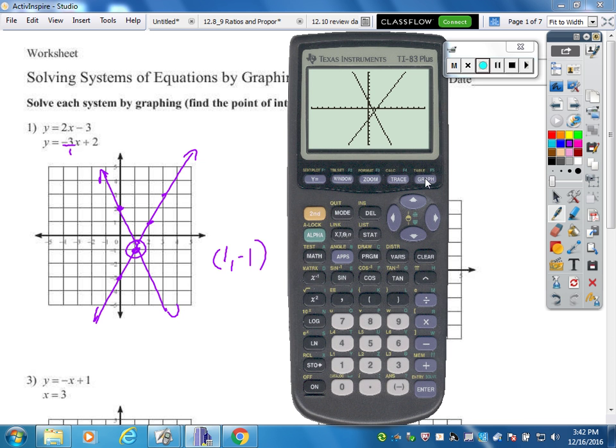So I'm in my graph and I see the same picture that we got over here, but our calculator is doing it. So instead of guessing where that is, we're going to get our calculator to actually tell us where it is. So we're going to hit our second key right here and our trace key, which is going to take us to calculate right there. And this is going to find everything that we want about this graph. And we're looking for the point of intersection, so we're going to go to option number 5. So I'm going to hit the number 5, or you can scroll down and hit enter on 5. So option 5.